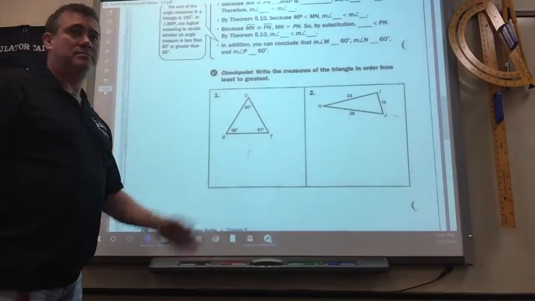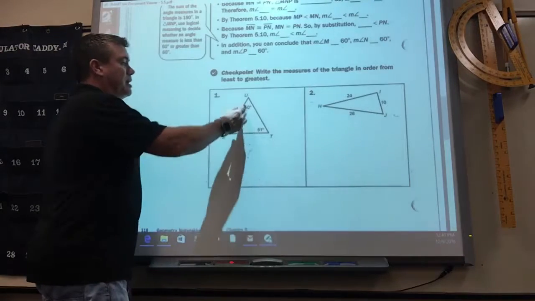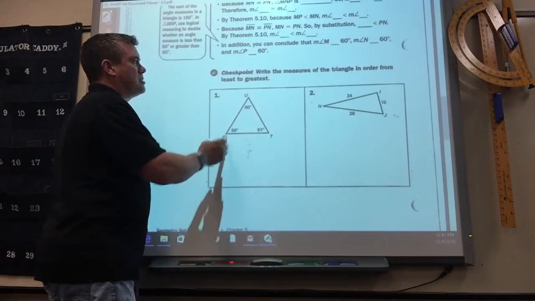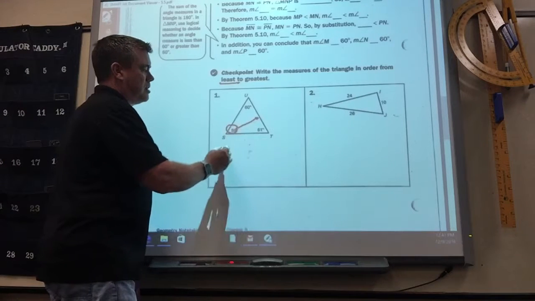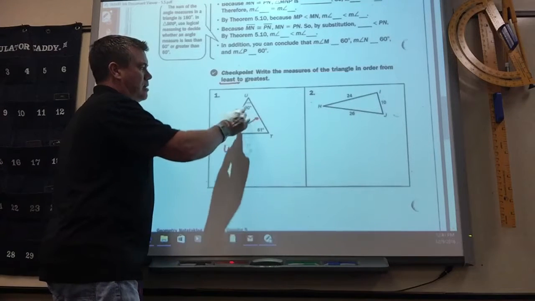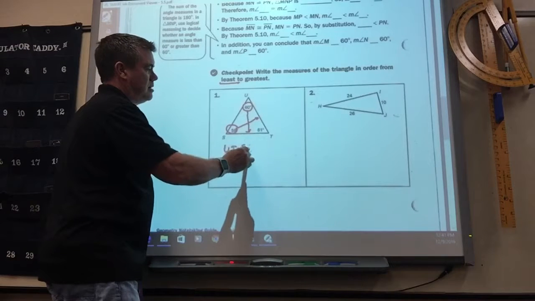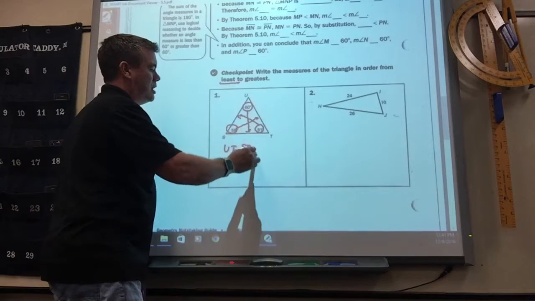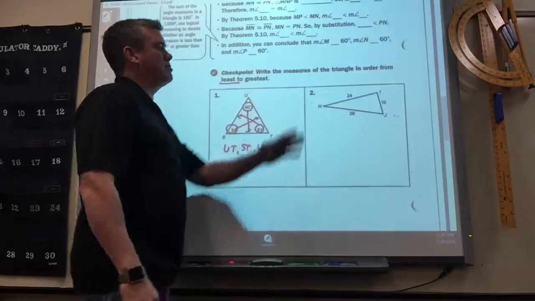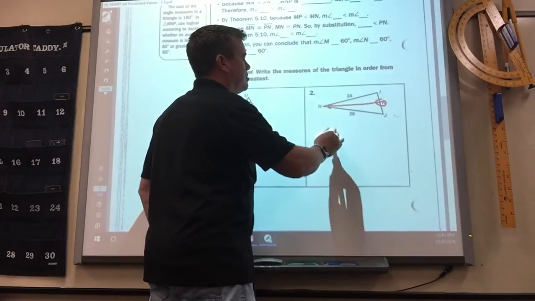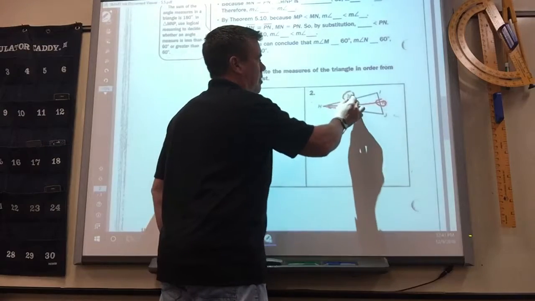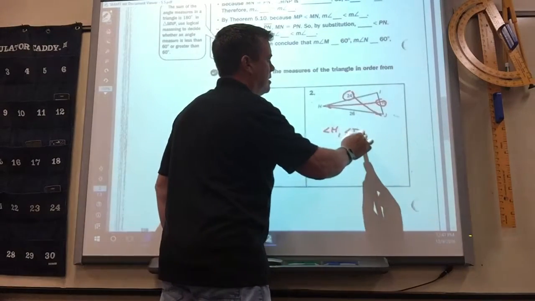Okay, so again, if they give you the angles, you list the sides from least to greatest. UT is the smallest, then ST, then US. If they give you the sides, you do the angles. Angle H would be the smallest, then J, then I.